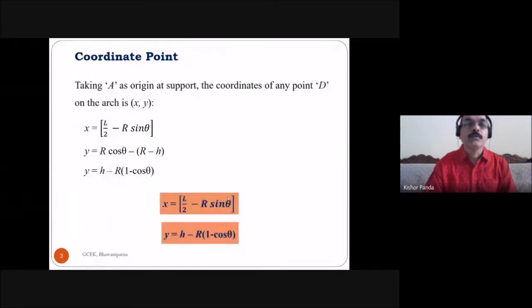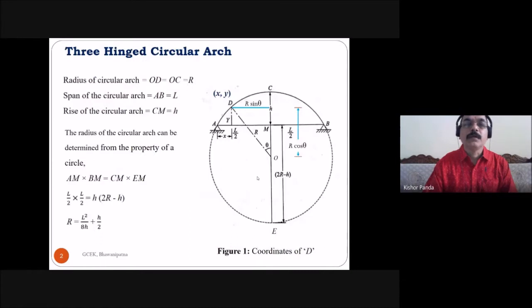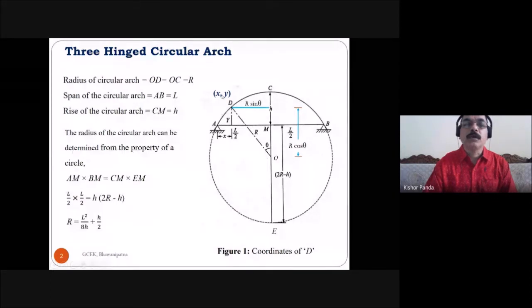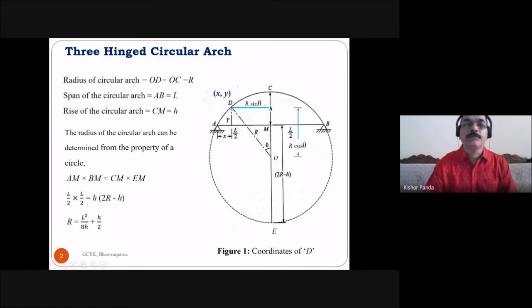Then coming to how to find the coordinates of any point in the three-hinged circular arch. Let us take one point D on the circular arch. What is the coordinate of this point? XY is the coordinate of the point D, because this is the length X and this is the length Y. So you have to find the lengths X and Y. This is the coordinate of point D.